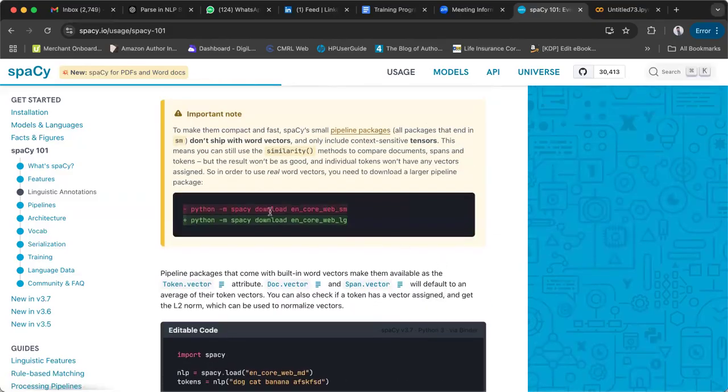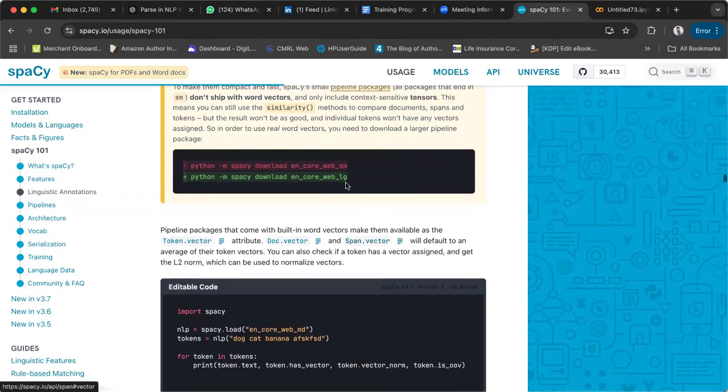This is just an important note on how you are representing it. So this en_core_web_lg, LG is a large dictionary, and SM is a small dictionary. Just for your information.